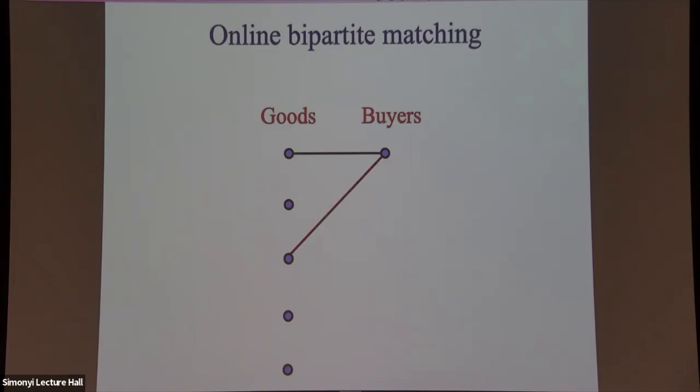buyer. Okay, so let's say we match her to that third good, then the next buyer comes, we match like that, and the next buyer comes and both of her desirable goods are matched. And there is a matching of size 3 here, we got only a matching of size 2. And it's our fault because we made some wrong choices. But really speaking, it's not our fault because we didn't know the future. We didn't know what was going to come. And that's the whole game. How to make decisions without knowing the entire input.